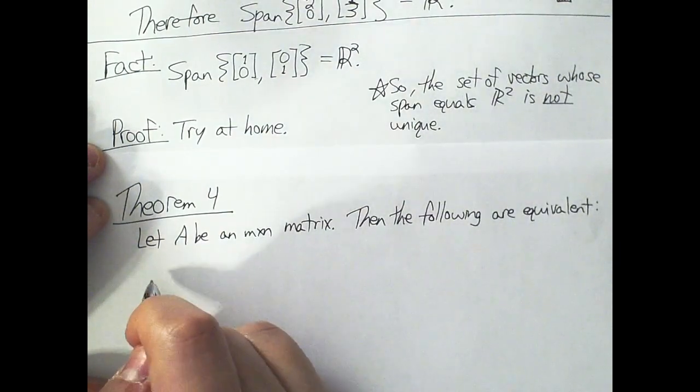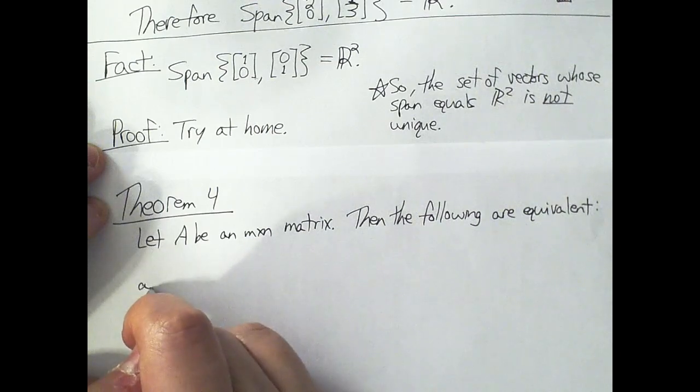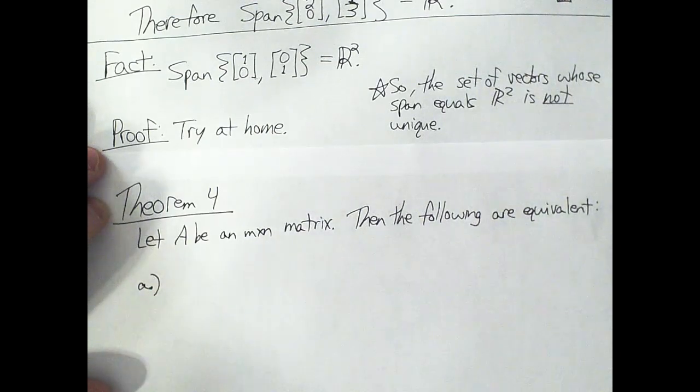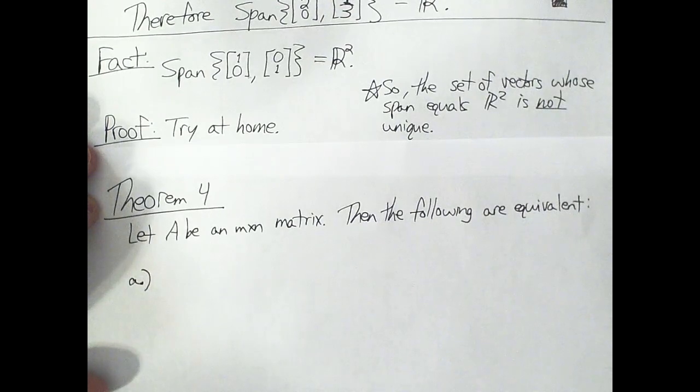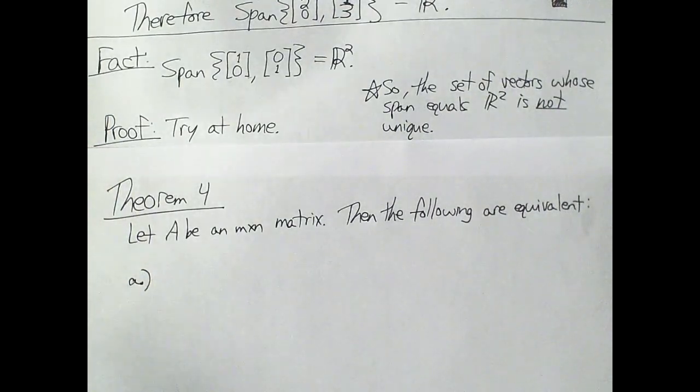We're going to have 4 statements here. We're going to write 4 statements that we are saying are equivalent statements. What that means is that either all 4 of them are true or all 4 of them are false for a given matrix A. Okay?